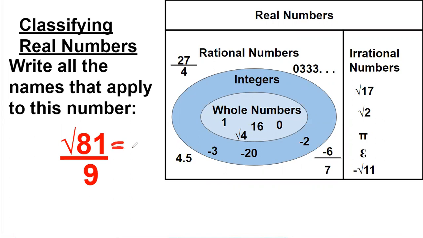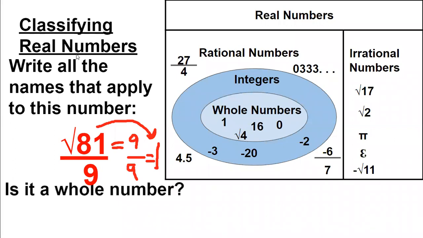What is the square root of 81? What number can I multiply by itself to give me 81? Right, 9. So the square root of 81 is really 9, and then we still have this 9 on the bottom. But what is 9 over 9 equal to? A number over itself is always equal to 1. Right? So now the square root of 81 over 9 is really 1.